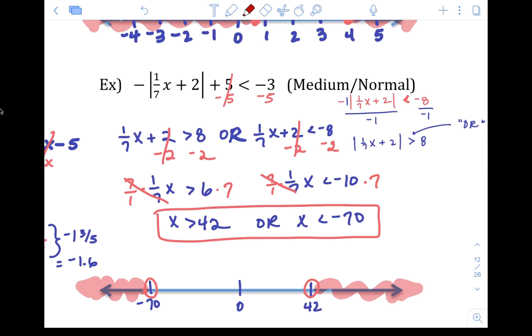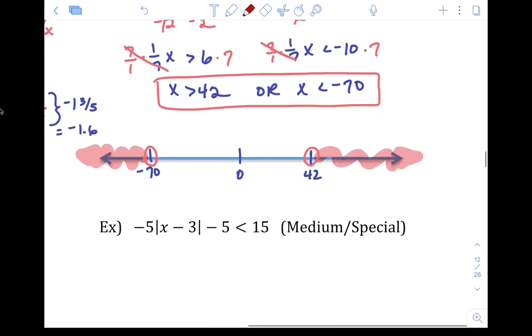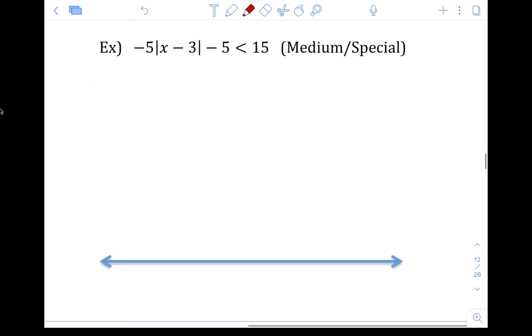Remember, what makes this medium level difficulty is because you had to isolate the bars, and that actually ended up switching this symbol, turning it from an and to an or, because you can't make that conclusion until you get the bars by themselves. So let's look at an OR that is going to be special.